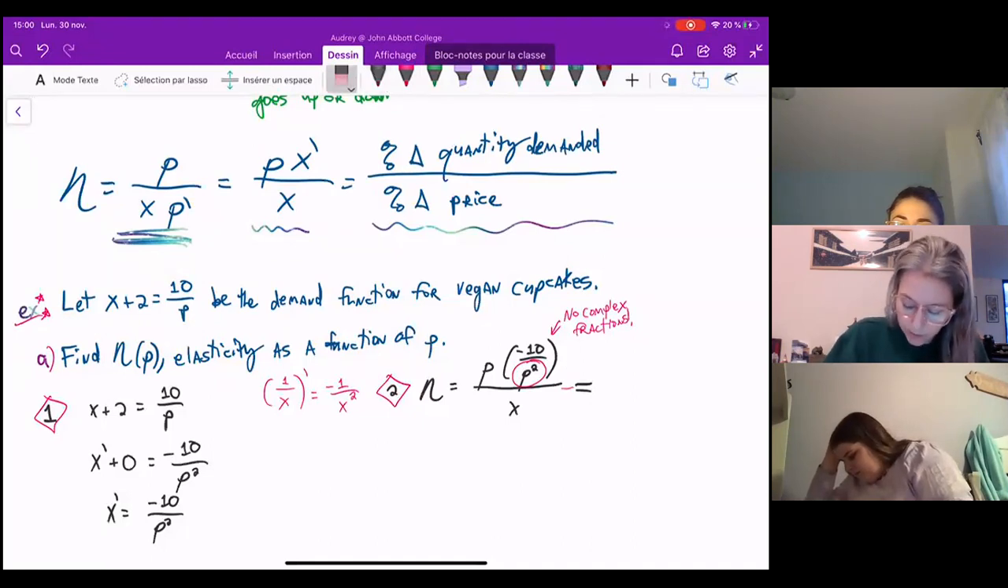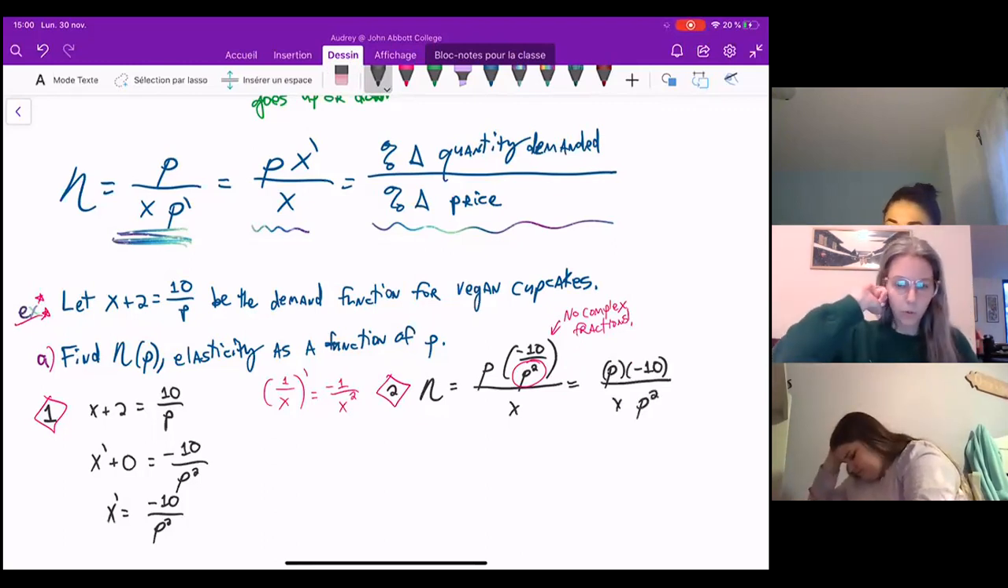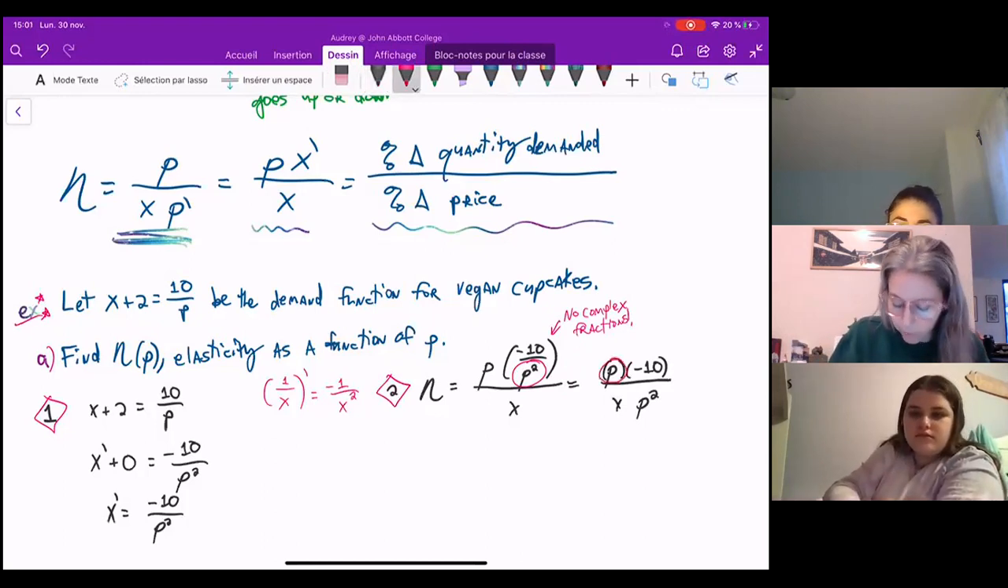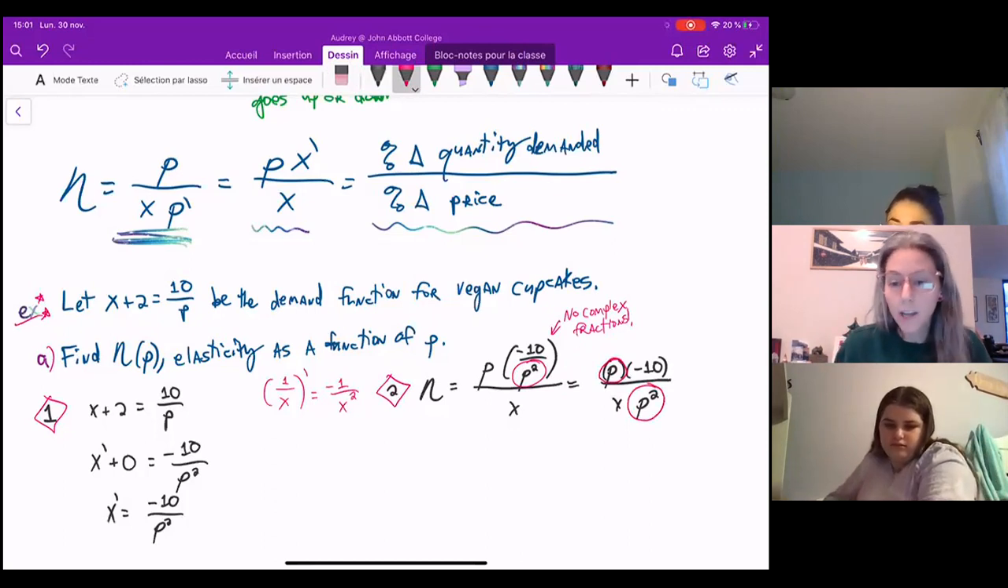So I'm going to move the p squared down, and I will end up with p times negative 10 over x times p squared. That p squared goes to my denominator. But then I see that I have a factor of p on top and a factor of p squared on the bottom. This is not subtraction, it's multiplication on top. It's p times negative 10, not minus 10, which means that I actually can cancel those out. And what I end up with is negative 10 over xp.